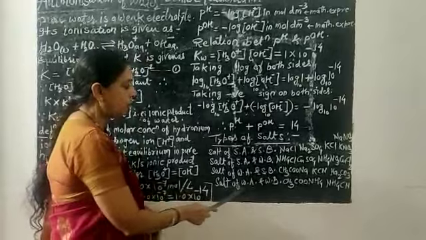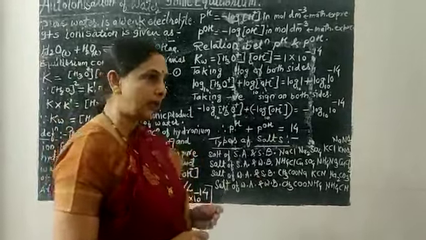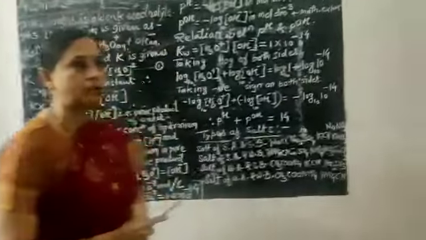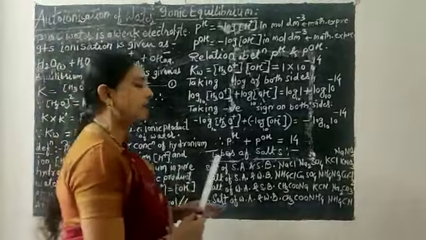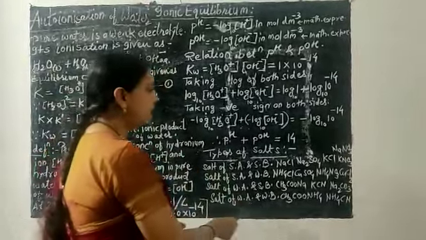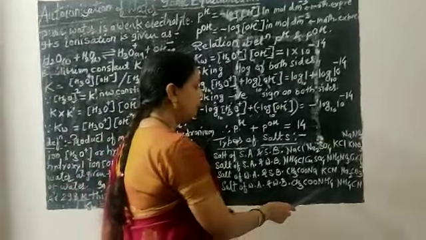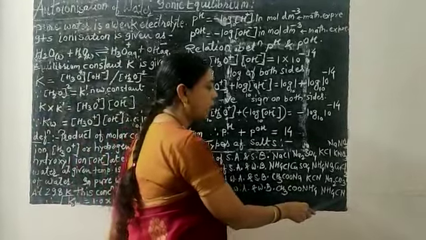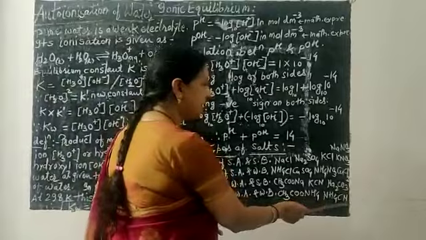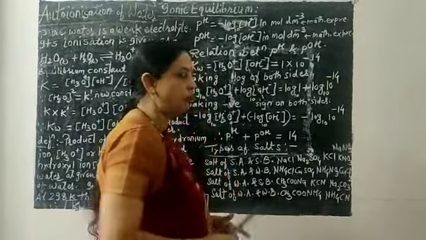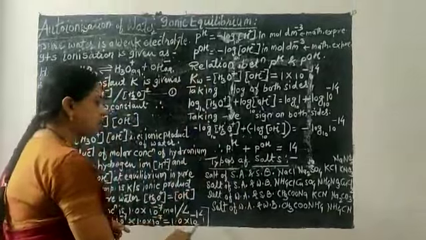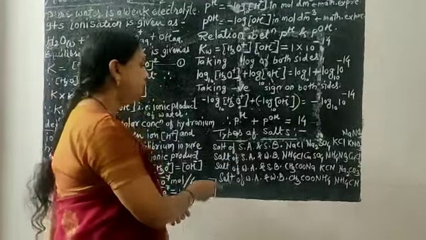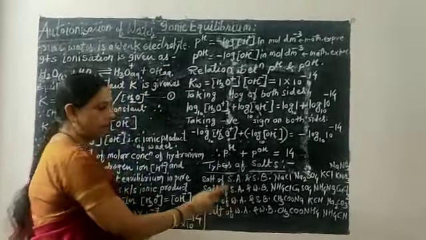Number 4 is salt of weak acid and weak base. Means when weak acid like acetic acid and weak base like ammonium hydroxide react with each other, they will produce a salt known as ammonium acetate, CH3COONH4. Another example is NH4CN. Here weak acid HCN is present and weak base NH4OH, ammonium hydroxide, is present. So these are the types of salts: strong acid strong base, strong acid weak base, weak acid strong base and weak acid weak base.